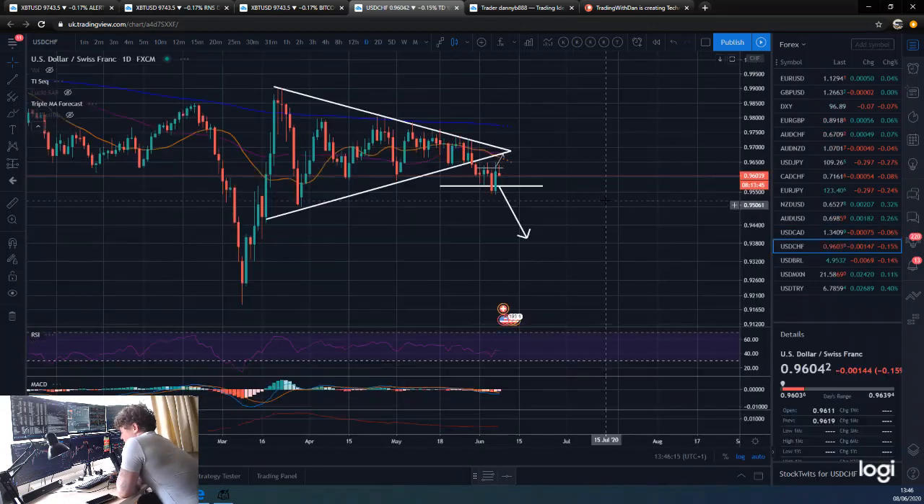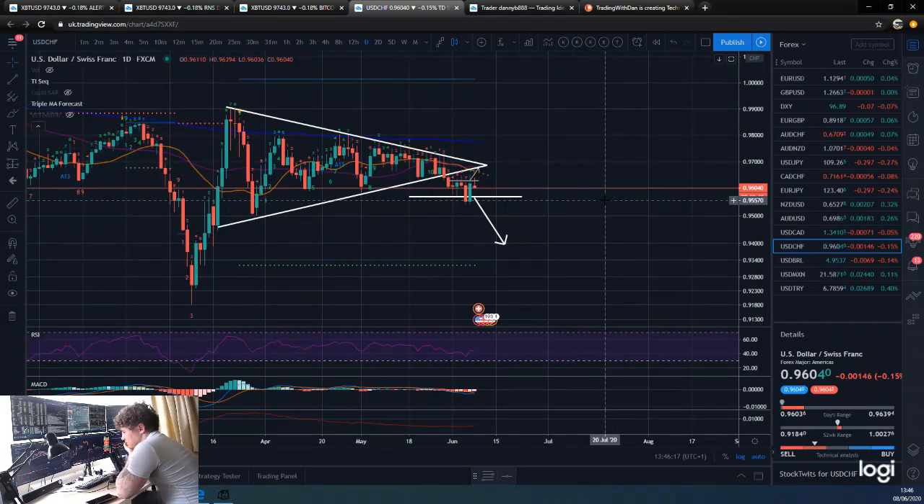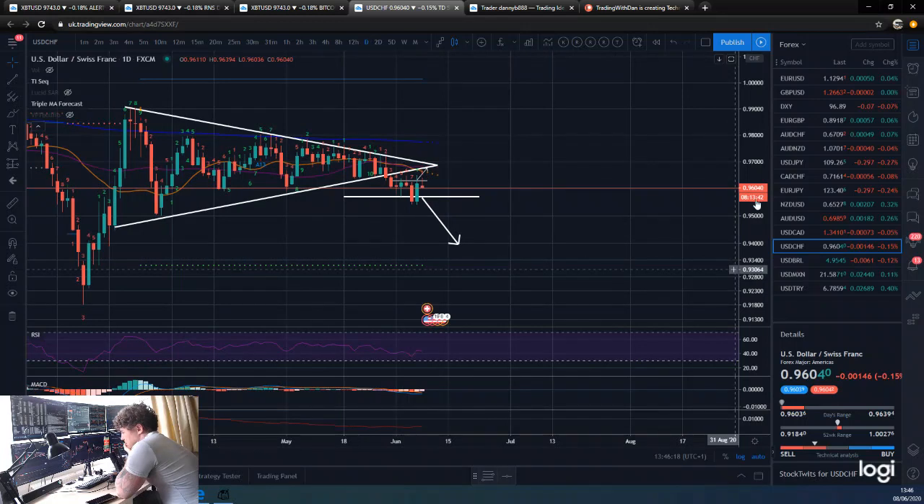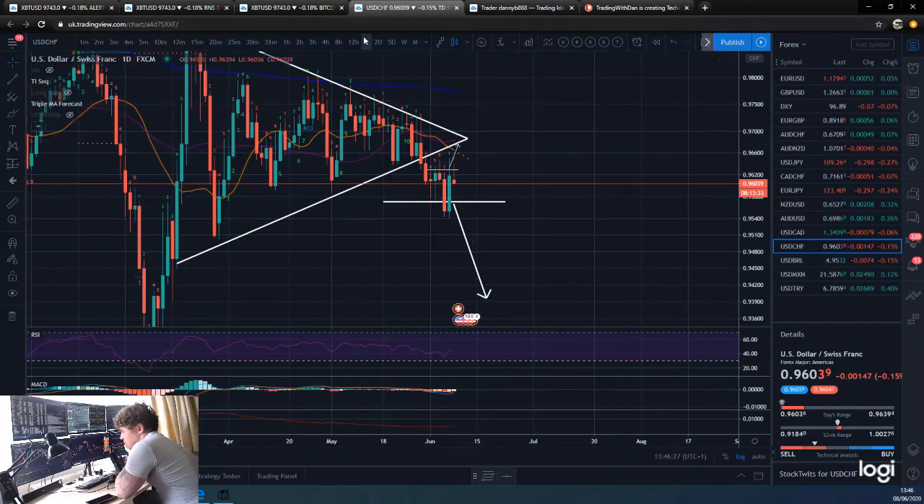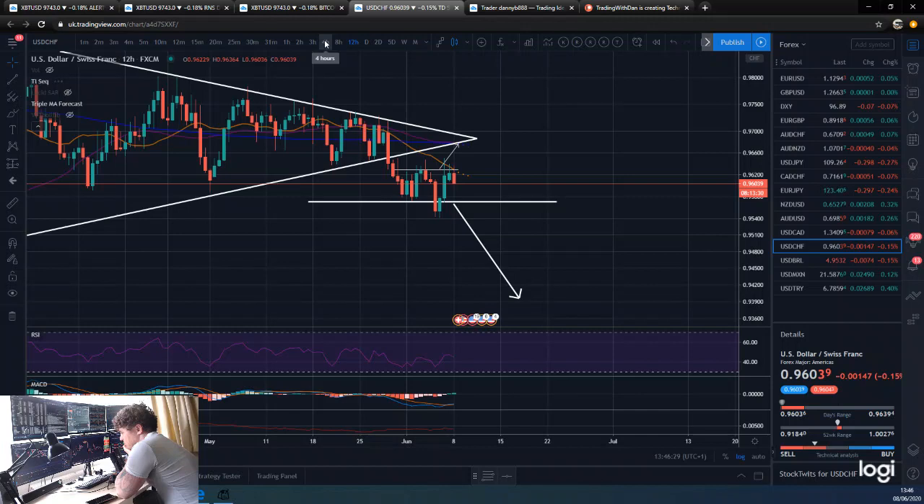Right, so US dollar, Swiss franc. Yeah, so it's still trying to play out the rest of this move. I would expect it to come back down and take this out and keep coming down, is what I would expect. Let's look at the 12 hour and 4 hour.